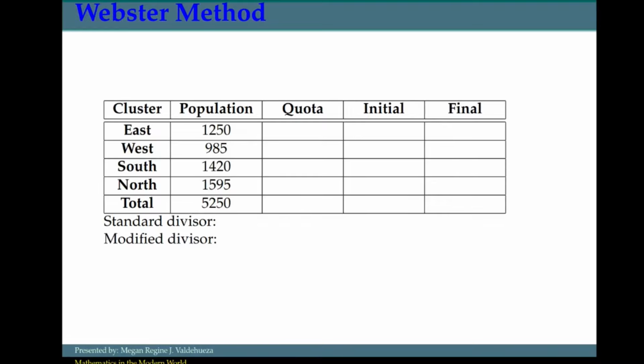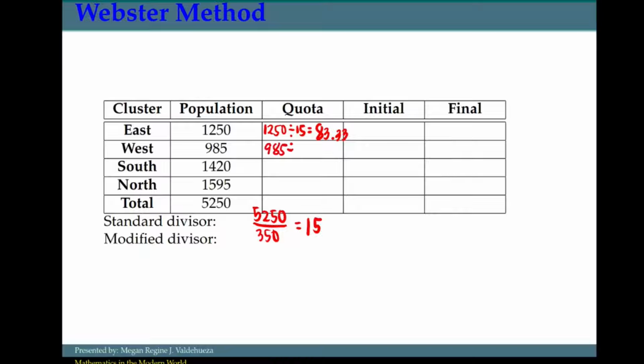We first compute the standard divisor, that is 5,250 divided by 350 sacks to be apportioned, and that is equal to 15. So we will use this to compute the quota. So we have 1,250 divided by 15, and that is equal to 83.33.